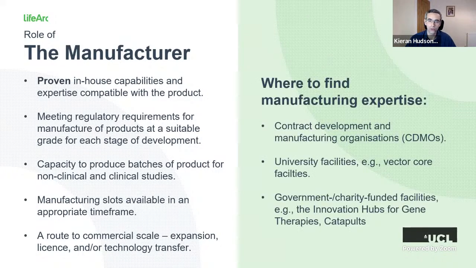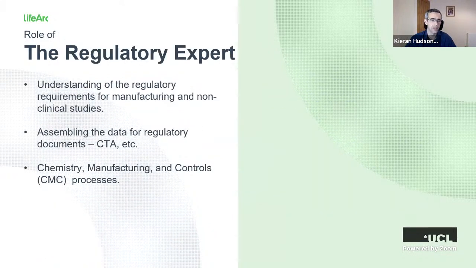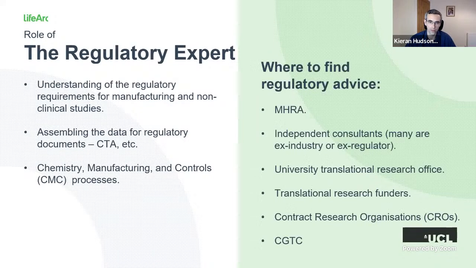So a lot of this work is done by contract development and manufacturing organizations. Some universities do have some facilities for early studies and small scale. I've already mentioned the innovation hubs for gene therapies, and some of the catapults can help with this as well in terms of expertise. So you'll need someone with expertise in the regulatory side, understanding of the regulatory requirements. They'll help you assemble and ensure you have the right data. They'll also be responsible for CMC, so understanding the manufacturing process, the product characteristics and required product testing you need for approval and authorization.